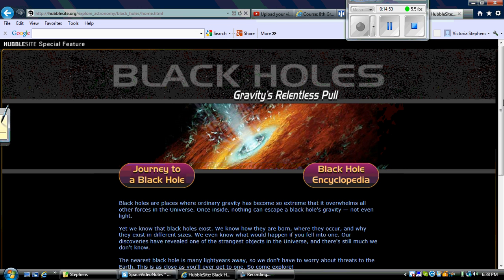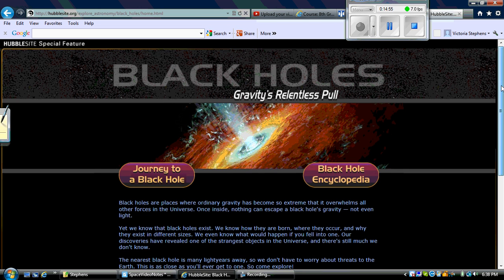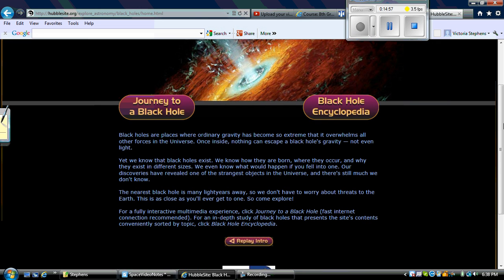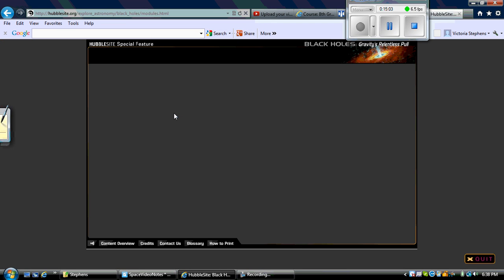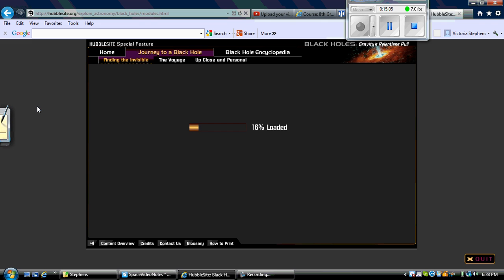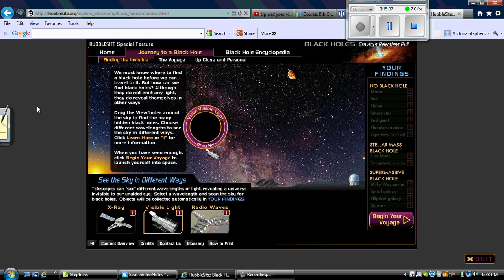Okay, so you can go to this website and you can actually journey to a black hole. Okay, it gives you a little bit more information than what I gave you in the notes. And it kind of takes you through different interactions that you can do. So this is kind of what it looks like, and you can actually try to go around and find black holes. So if you'd like to look at this, the link is on my website.